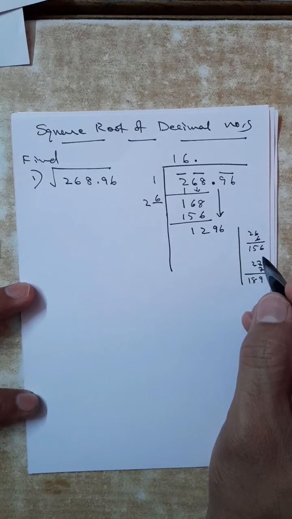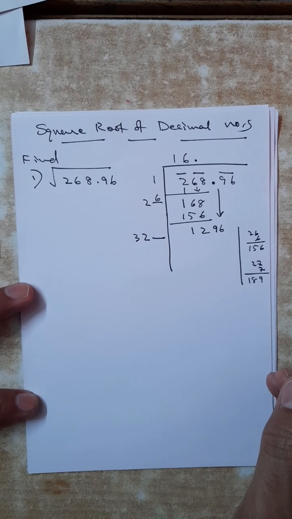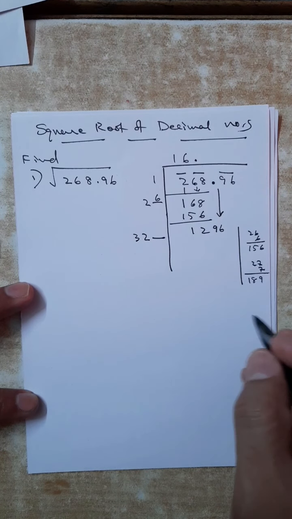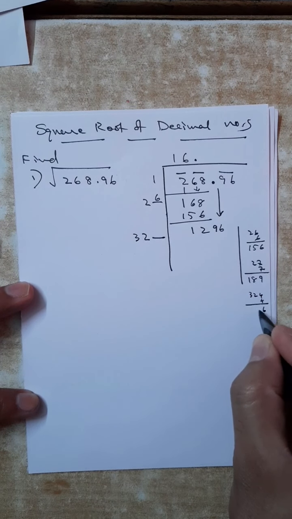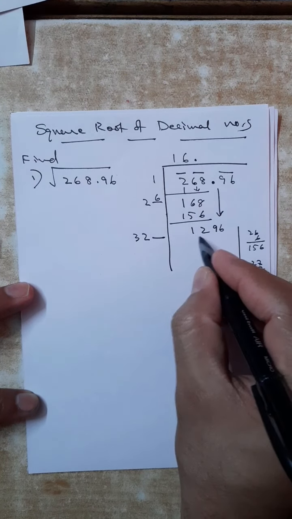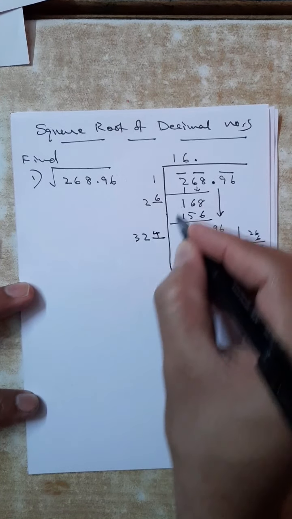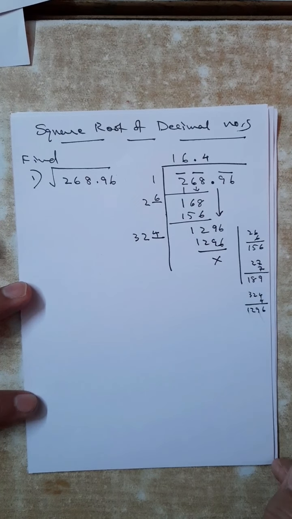0016 is 001632. Put the dash. What to write here? 4 4s are 16. Maybe matching. We have to try. 324 into 4. Surely matching. 4 3s are 12. That is a technique. 12. So 4 is okay. 1296. Perfectly all right.